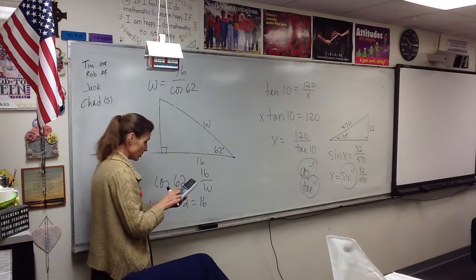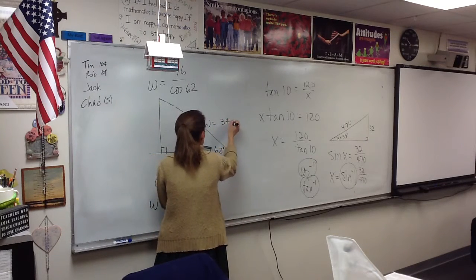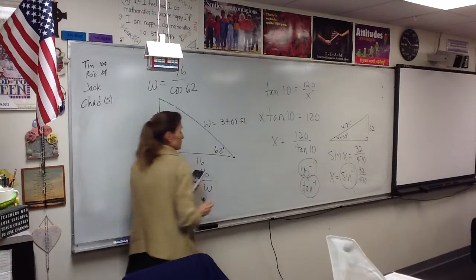16 divided by cosine 62. W is 34.08 feet.